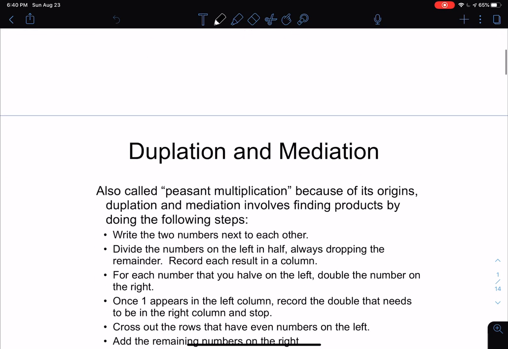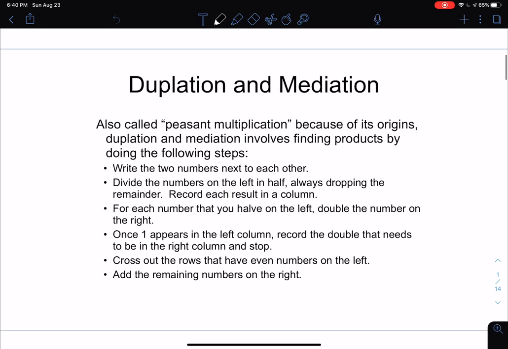Okay, so that first one, duplication and mediation, also used to be called peasant multiplication because of its origins, but it involves finding products by doing these steps. You write the two numbers next to each other. On the left side, you divide them in half, so that's the mediation part. If it's a decimal, like 0.5, just drop that part and keep the integer part. And then the right side is the duplication part, where you do the doubling. So it's also called halving and doubling.